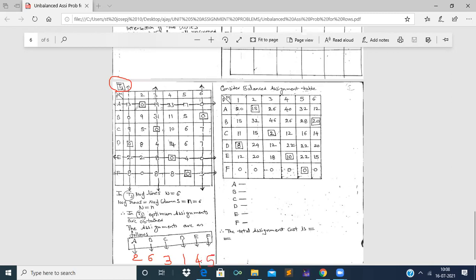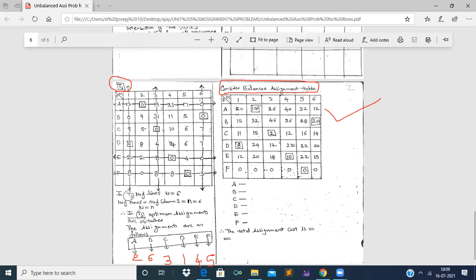See, observe carefully. Every row should contain a single assignment. That means a 0 in a box. And every column should contain only one assignment. That is a 0 in a box. Student, every row is containing a single 0 in a box. And every column is also containing a single 0 in a box. Therefore, we have finished assignments. Now, let us take the original table. It is the original balanced table, which will be in the starting or beginning of the problem, right?